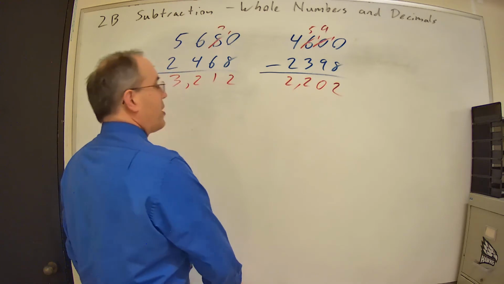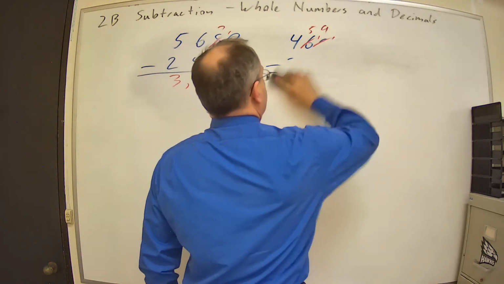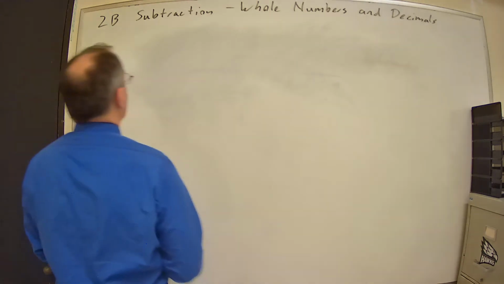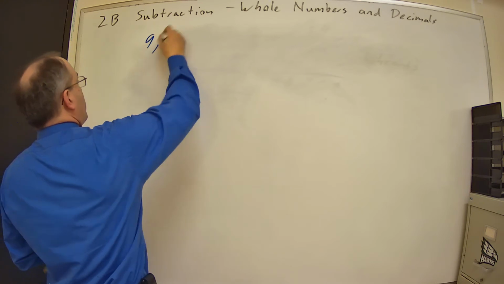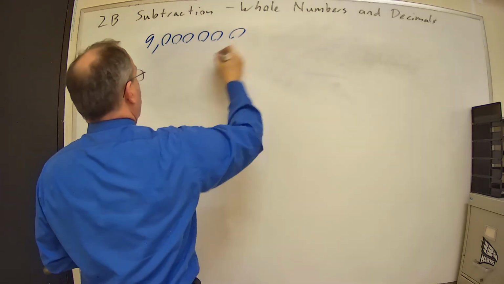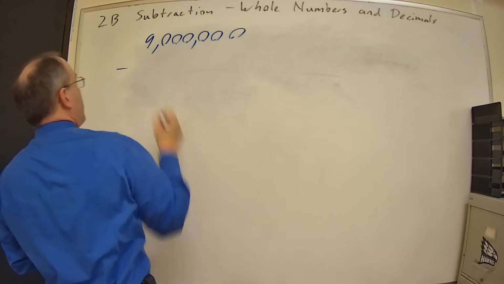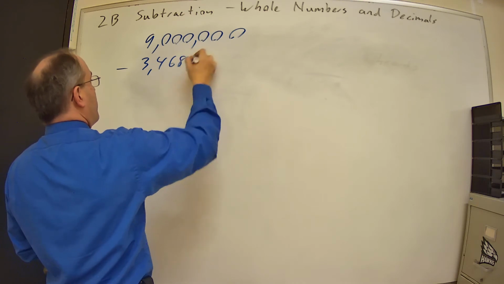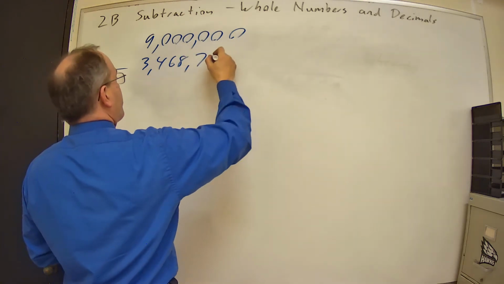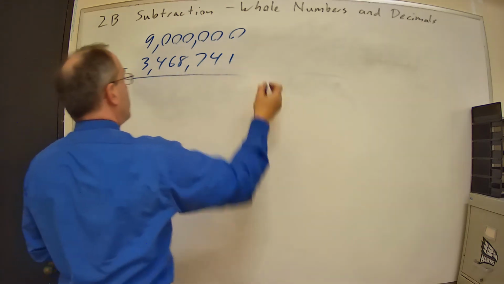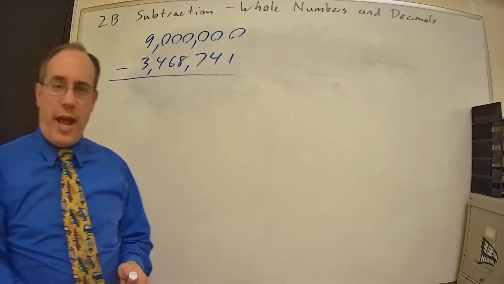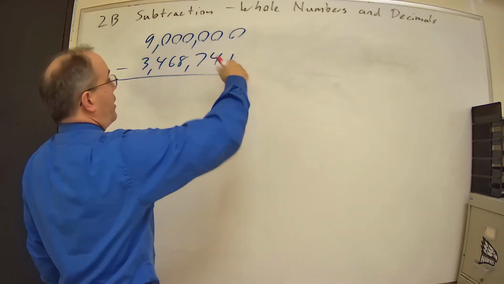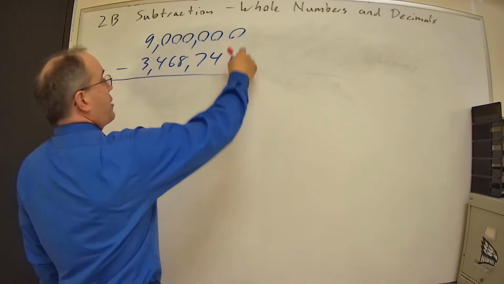Let's try that again, but I'm going to really accentuate this. 9 million minus 3,468,741. That's a pretty big number to be subtracting. And I start out, I go 0 minus 1, and I can't do it, right? You can't subtract 1 from 0, so I have to borrow.